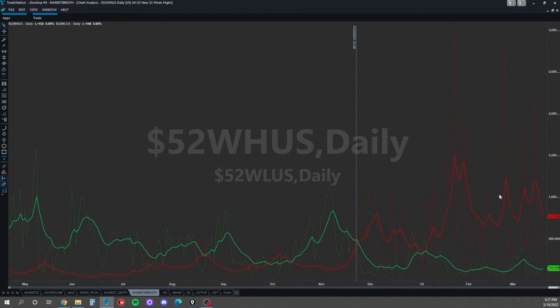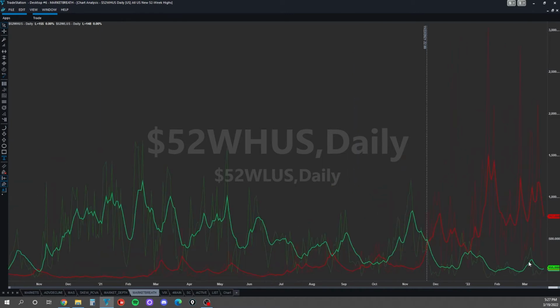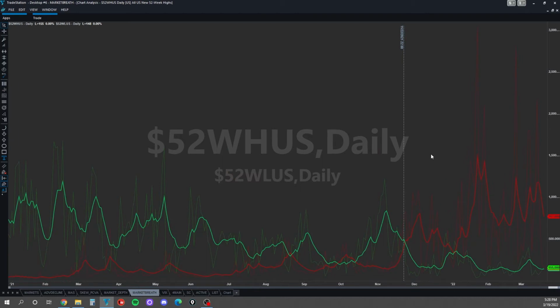And although the stocks that are making 52-week lows, indicated by the red line, drop below 1,000, the stocks that are making new 52-week highs is still down there at 155. Now it's trying to slope up, but it still needs time. So right now we still have it on negative, and we'll see how it develops in the recent weeks.